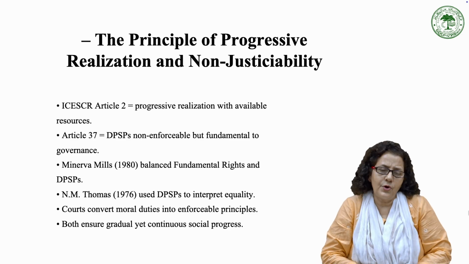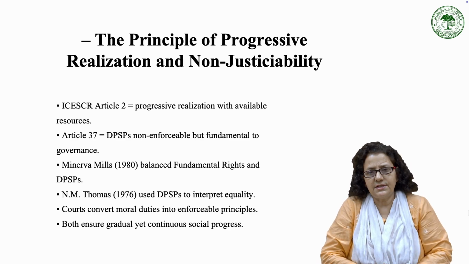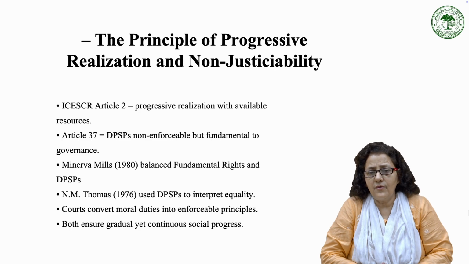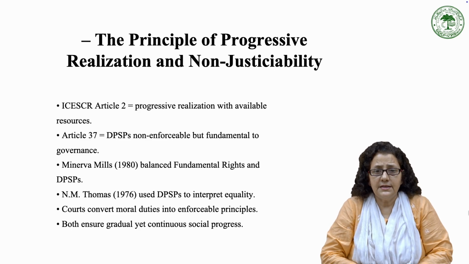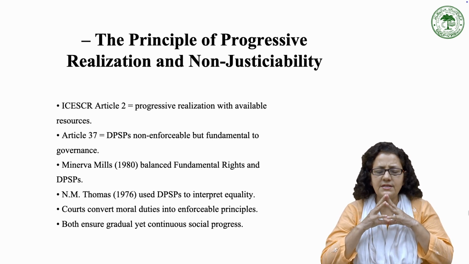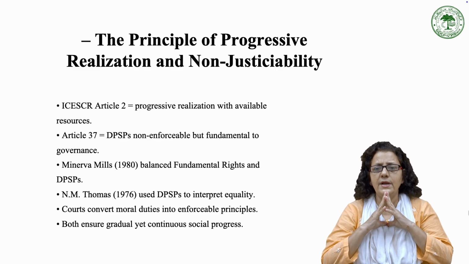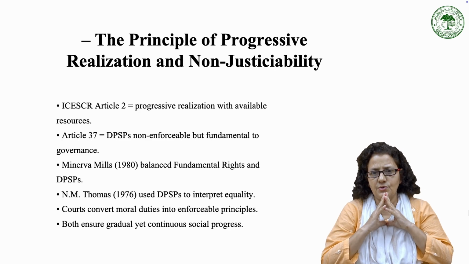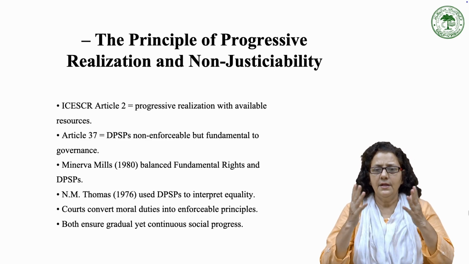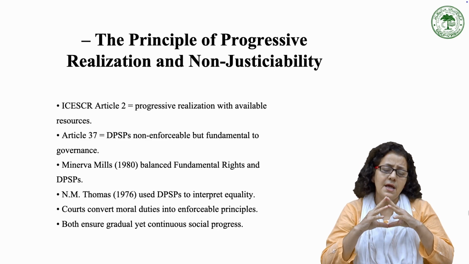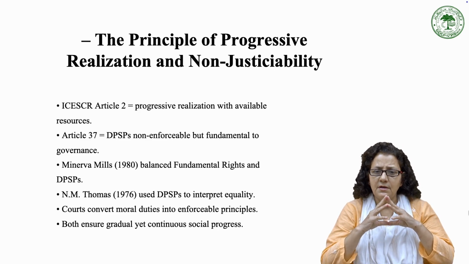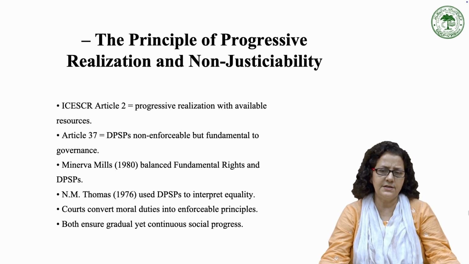The principle of progressive realization and non-justiciability. A key similarity between the covenant and DPSPs lies in their implementation mechanism. The covenant uses the doctrine of progressive realization under Article 12, requiring states to move towards full implementation within available resources. Similarly, Article 37 of the Indian Constitution declares that the directive principles are not enforceable by courts, but they are fundamental to governance. Both recognize economic constraints yet expect constant progress through policies and legislation.